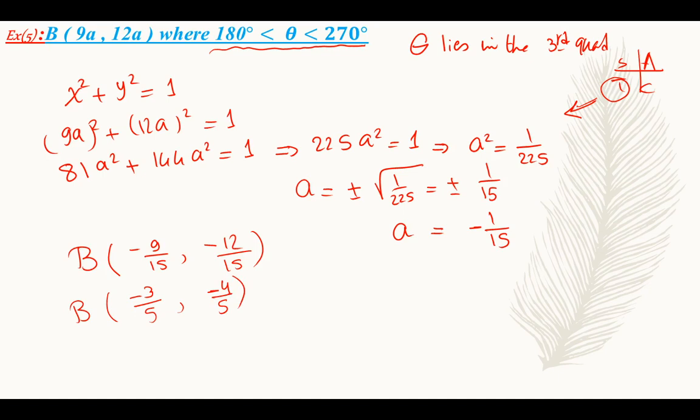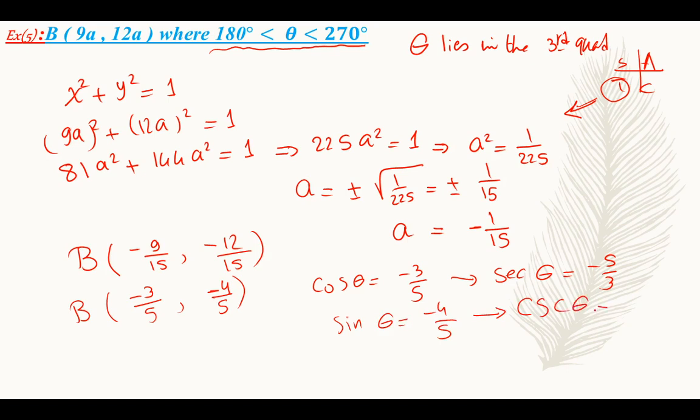Now you have the point B, so you have all the trigonometric functions. Cosine theta will be equal to negative 3 over 5. Its reciprocal is sec theta equals negative 5 over 3. Sine theta will be equal to negative 4 over 5. The reciprocal of sine, very good, is cosec theta, which equals negative 5 over 4. Tan theta will be equal to sine theta divided by cosine theta, so it will be 4 over 3, and the reciprocal of tan is cotan theta, which equals 3 over 4. Okay?